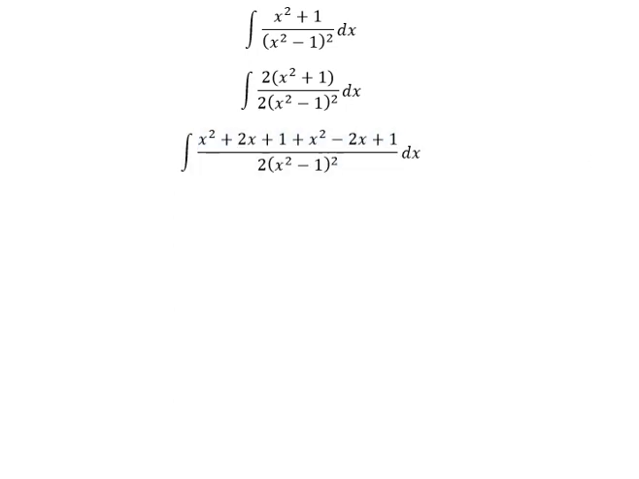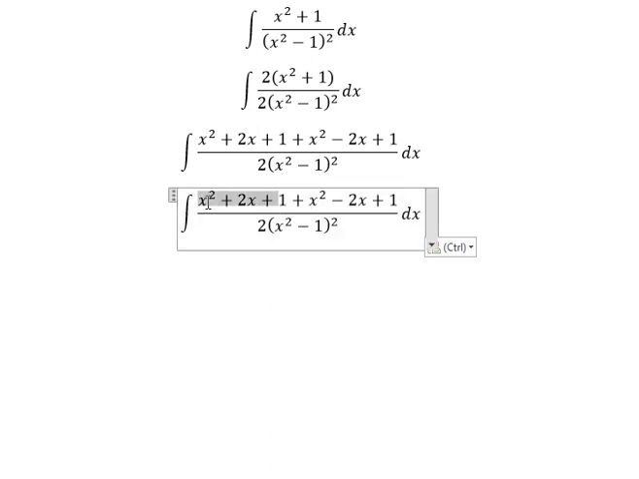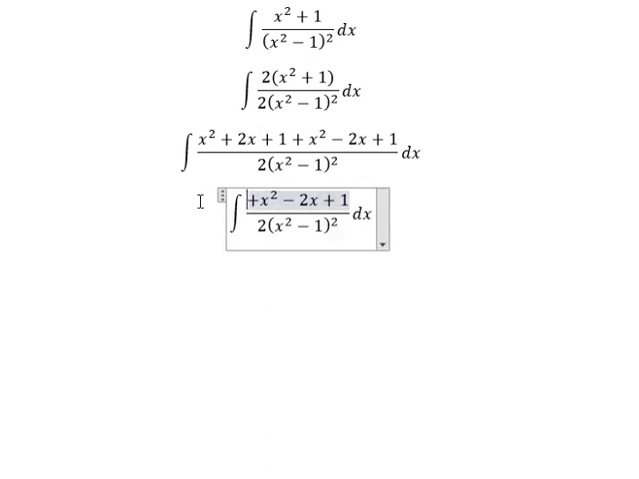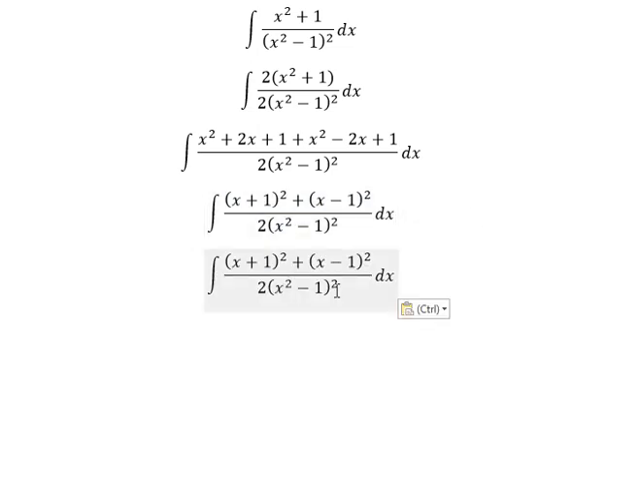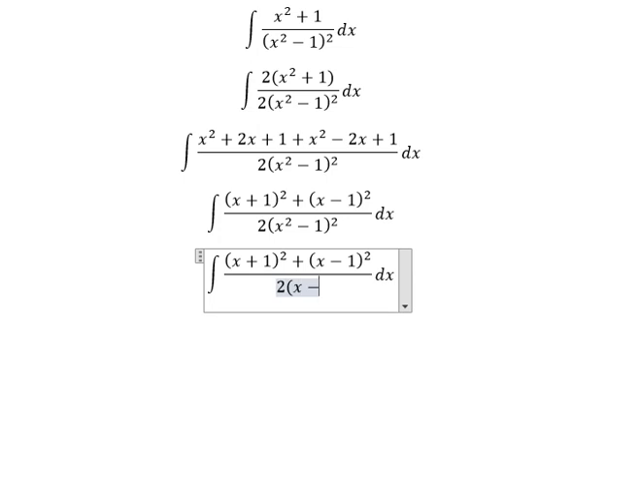Next, this one we change to (x plus 1) squared. This one we change to (x minus 1) squared. About this one, we can change it into (x minus 1) squared and (x plus 1) squared.